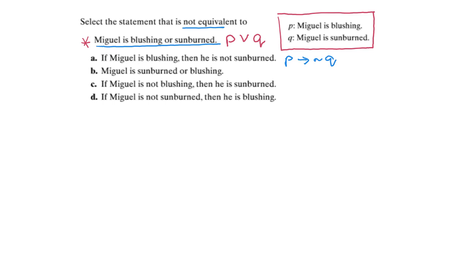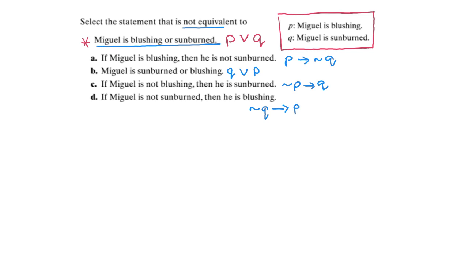The next one, Miguel is sunburned or blushing. Miguel is sunburned is Q, or blushing is P. So now I have Q or P. Statement C, if Miguel is not blushing, so this is not P, conditional, then he is sunburned, which is just Q. Lastly, statement D is saying if Miguel is not sunburned, so this is not Q, if he is not sunburned, then he is blushing.